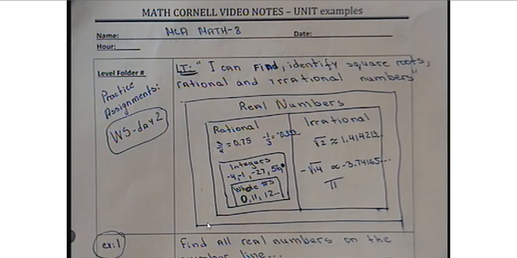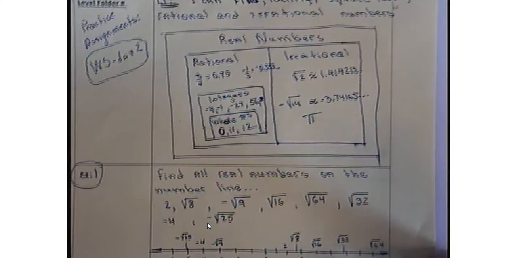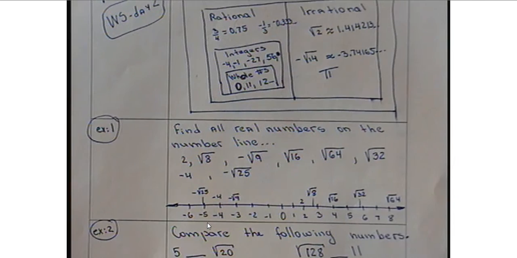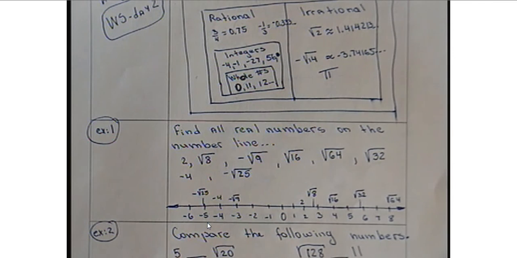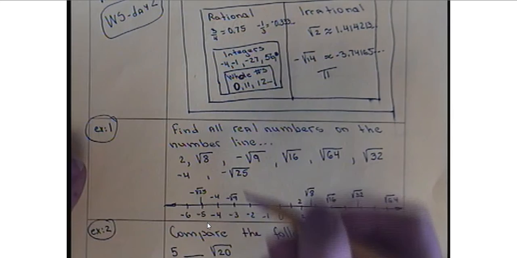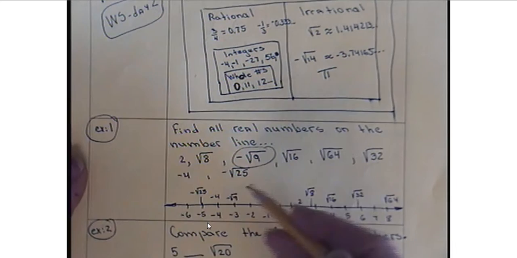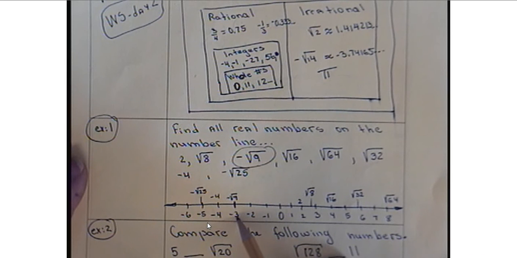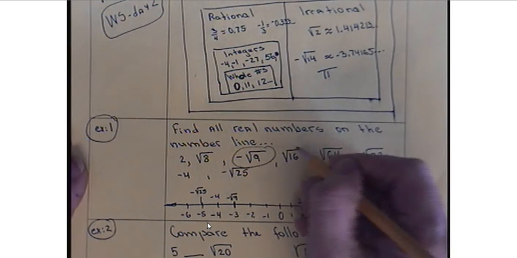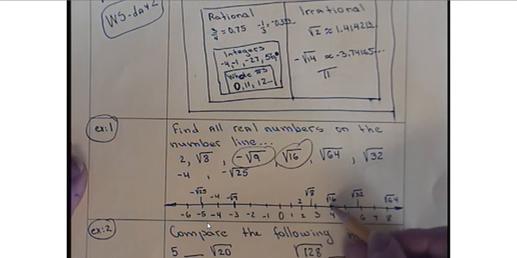So now let's take a look at an example. Imagine you have a question: find all real numbers on the number line. Those are the real numbers given for us: 2, square root of 8, negative square root of 9, square root of 16, square root of 64, square root of 32, negative 4, and negative square root of 25. Some of those are perfect squares. For example, negative square root of 9: the square root of 9 is 3, so the right place for it is negative 3, right here on the number line. Then we have square root of 16. Square root of 16 is 4, so that will be the right place for it.